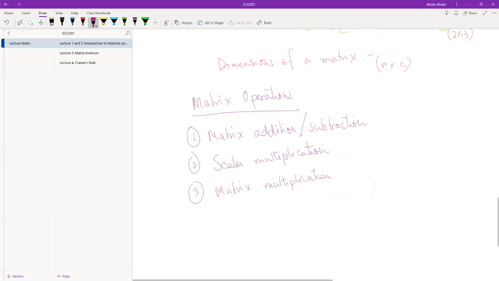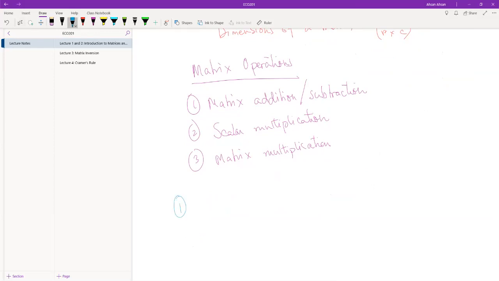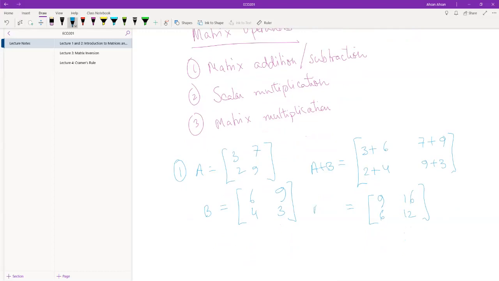Okay, so let's start with matrix addition and subtraction. I'm going to write down 2 matrices. A is just any numbers, 3, 7, 2, 9. And suppose B is 6, 9, 4, 3. We want to add these 2 matrices, so suppose we want A plus B. This is very straightforward. All we have to do is add the individual elements. So 3 plus 6, 7 plus 9, 2 plus 4, and 9 plus 3. So what we get is 9, 16, 6, and 12. This is A plus B.